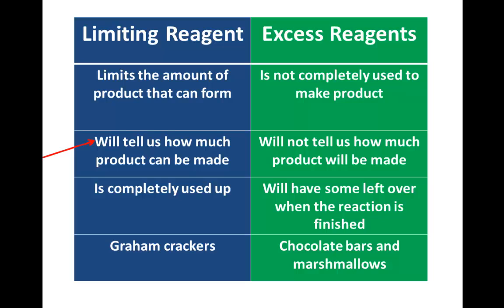At the end of the reaction, the limiting reagent will be completely used up. In the s'mores, our limiting reagent, the graham crackers, were completely used to make s'mores. The other reagents, such as the chocolate bars and the marshmallows, were not completely consumed. These are the excess reagents. Because not all of the excess reagents were made into products, they could not tell us how much product we would make. When we ran out of graham crackers to make s'mores, there were 2 marshmallows and 1 chocolate bar remaining. The excess reagent will be left over when the reaction is finished because the limiting reagent will be completely used up.